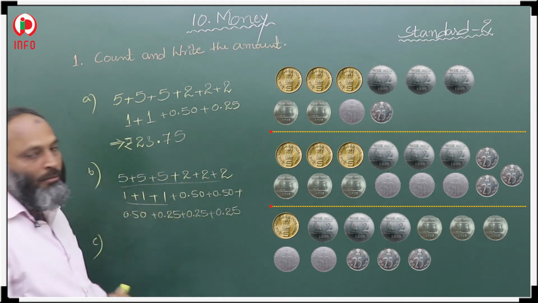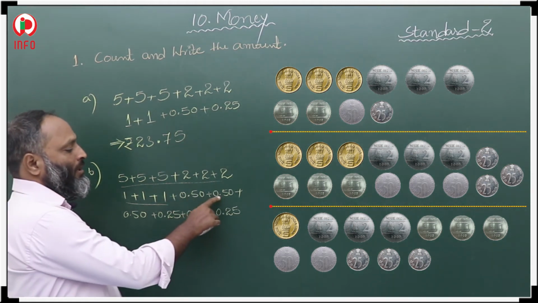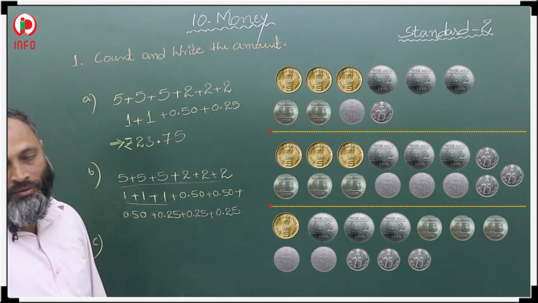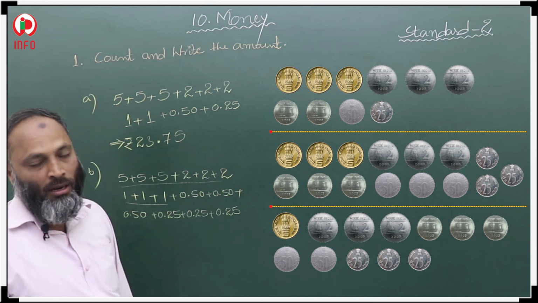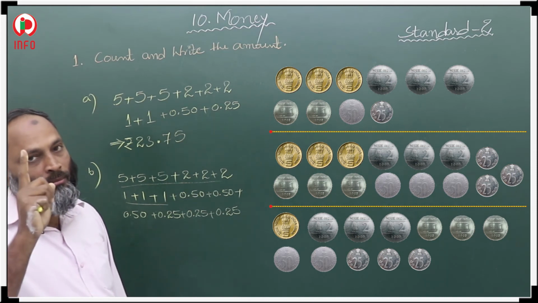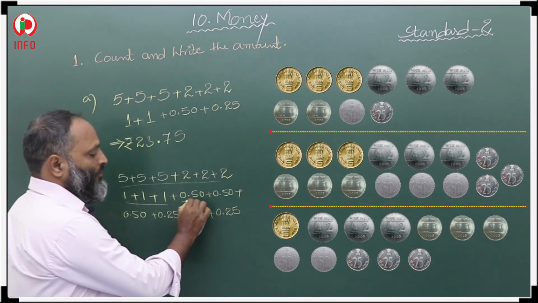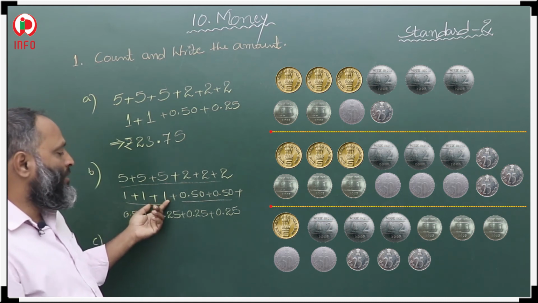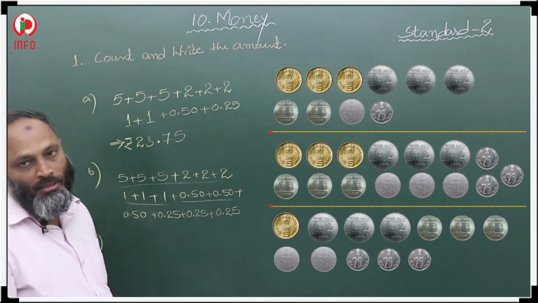Now we count the paisa. How to count paisa? Here, 50 paisa plus 50 paisa; 50 plus 50 is 100. 100 paisa makes 1 rupee, as we already discussed. So these two 50 paisa coins make 1 rupee. Till here we have 24 rupees, and the two 50s make 1 rupee. 24 plus 1, 25 rupees.